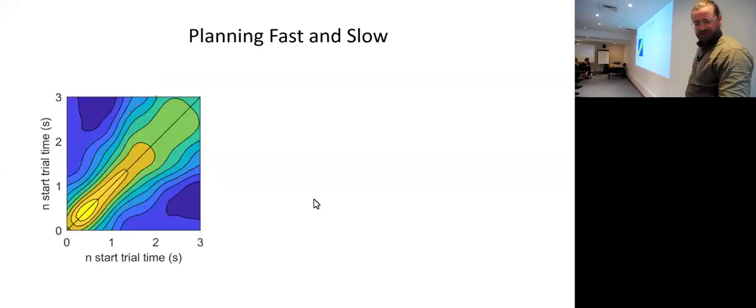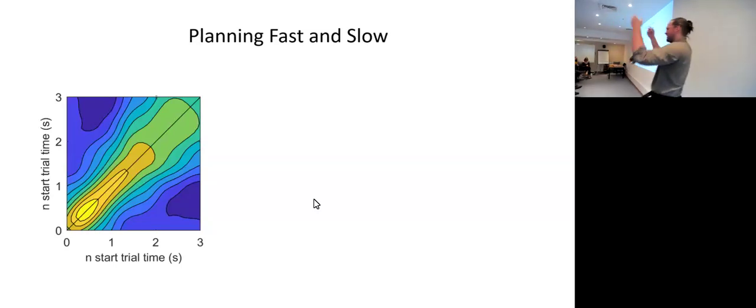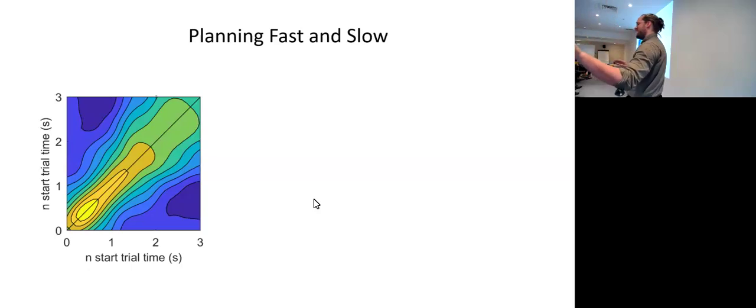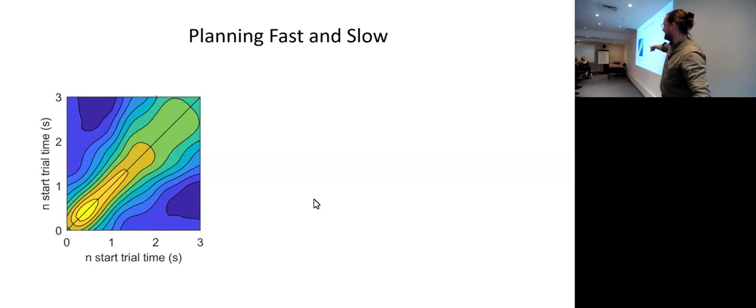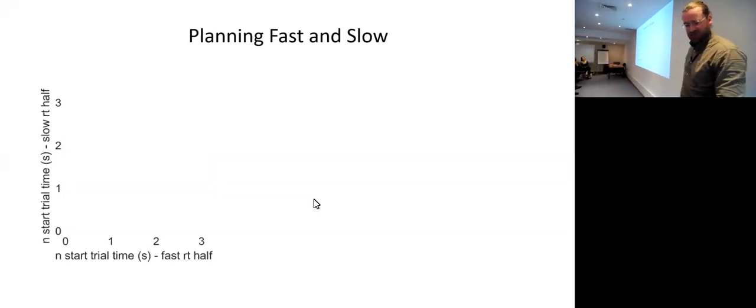Another kind of cool thing here is that if it is in fact the case that we're capturing a plan, a thought as it's happening, you might think that if they're thinking faster, they might plan faster. So what I did next is that for each participant, I median split the trials where they had the fastest reaction time and the slower reaction time. And then taking the n versus the n, I plotted them against each other. So on the x-axis, it's the fast reaction time, and on the y-axis, slow reaction times.